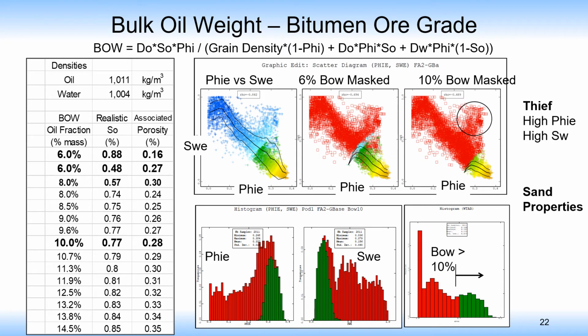And then over here we use 10% as the cutoff. So this is the 10%, it's the best stuff, the high porosity, low water saturation, high oil saturation. So again, it's high porosity, high water, that's your thief. Okay, so then using this mask of 10%, this is what remains. This is above 10% bulk oil weight. There's low saturation for that 10%, and then there's the cutoff, 10% bulk oil weight on that histogram.